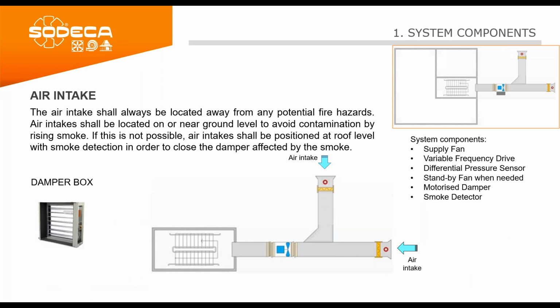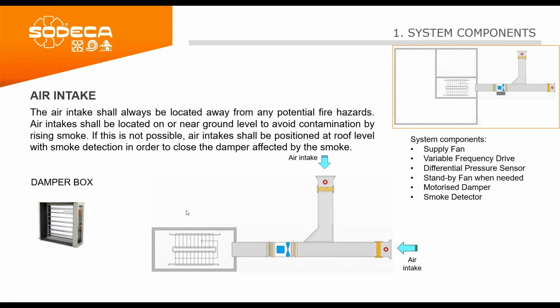With regards to the air intake, the standard says that this air intake should always be located away from any potential fire hazard. Air intakes should be located on or near the ground level to avoid contamination by rising smoke. But if this is not possible, air intakes should be positioned at roof level with smoke detection in order to close the damper affected by the smoke.